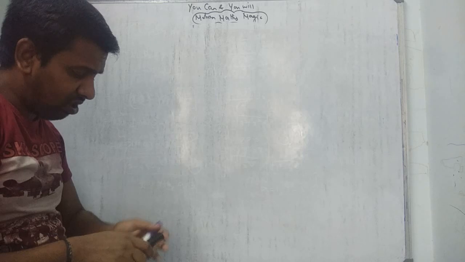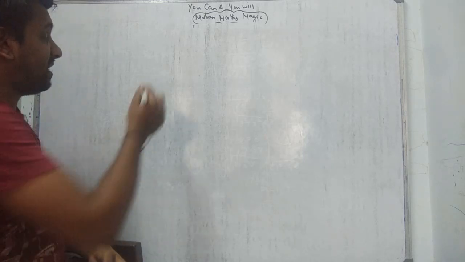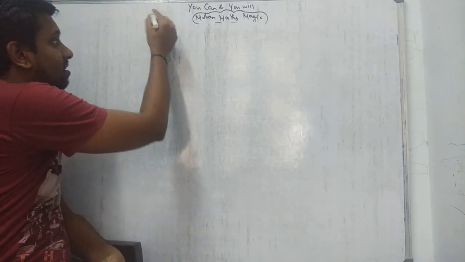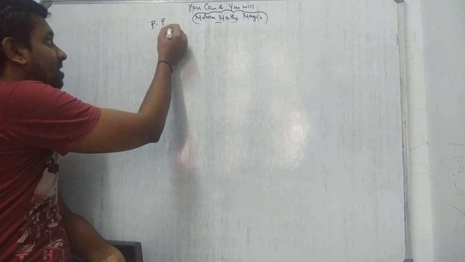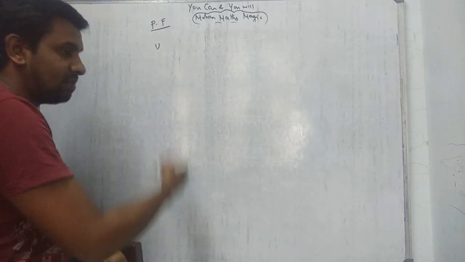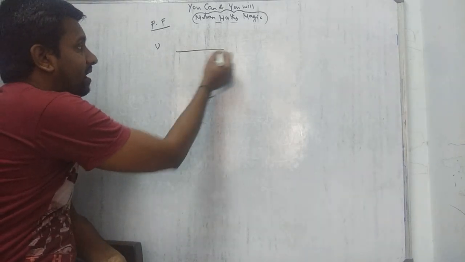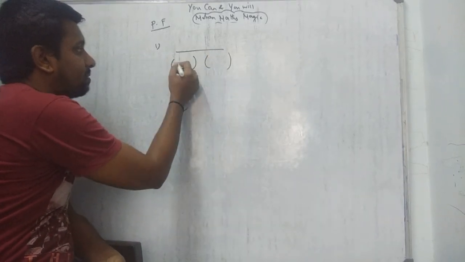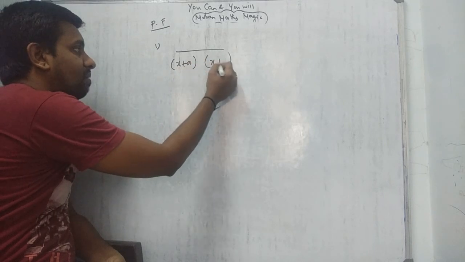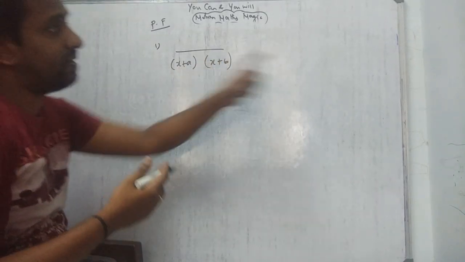I've already given you all the concepts. Now we have to move on to the 5 concepts. Introduction to partial fractions, PF. There are 5 concepts. First concept: if any integration has a denominator with 2 brackets, for example x plus a. I'll give examples and sums in the next video.